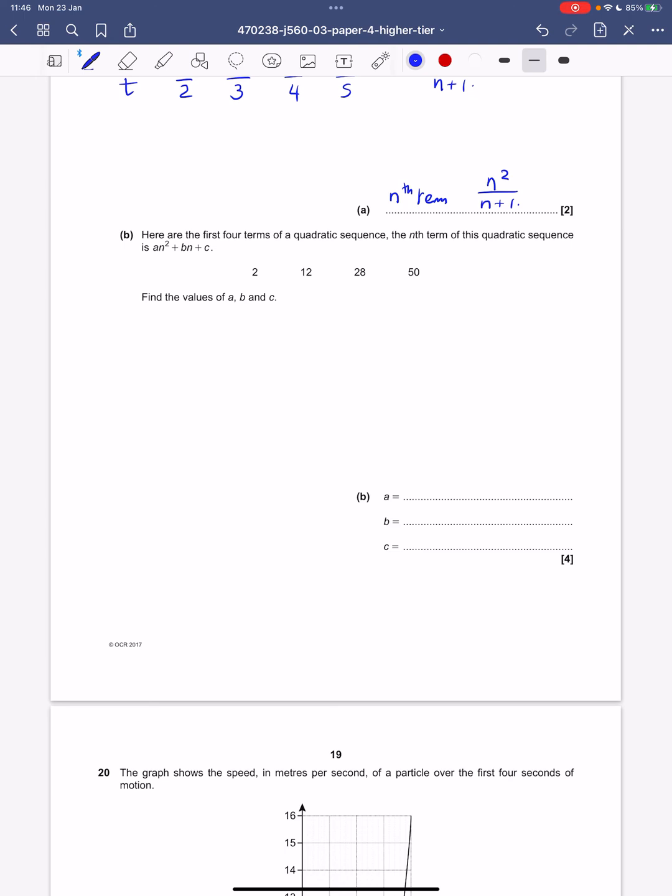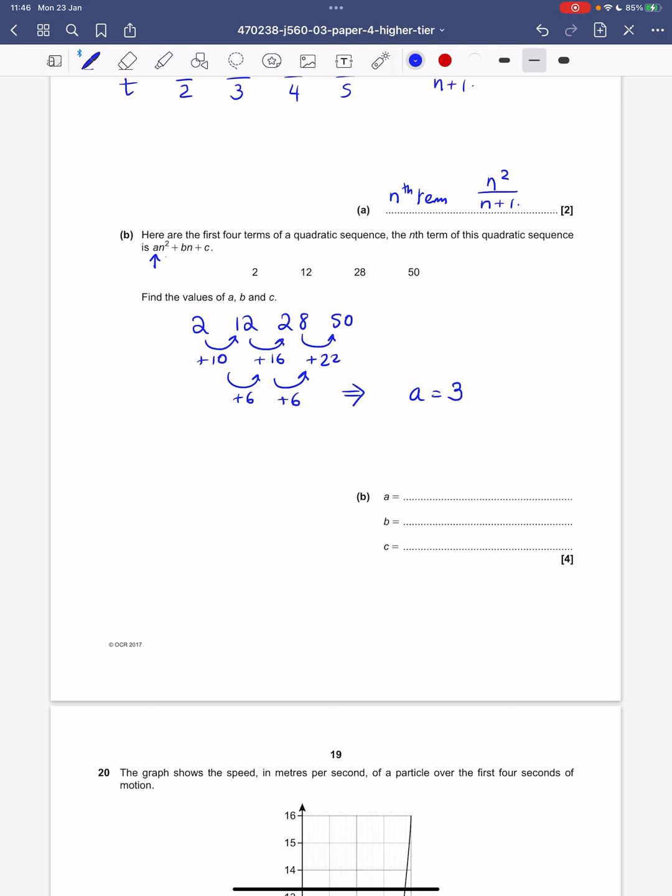Find the values of a, b and c. Okay, so 2, 12, 28, 50. So we're going to start by finding the a here. Plus 10, plus 16, plus 22. So the first differences are there, the second differences are 6. So what we do for the a is half of the second difference.